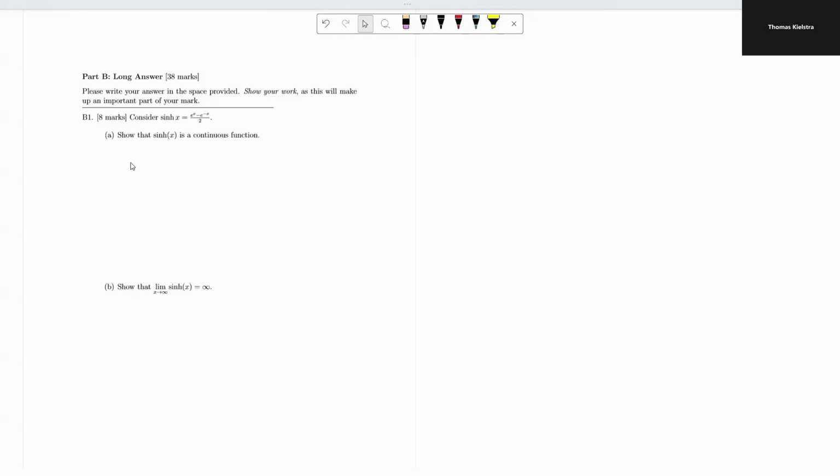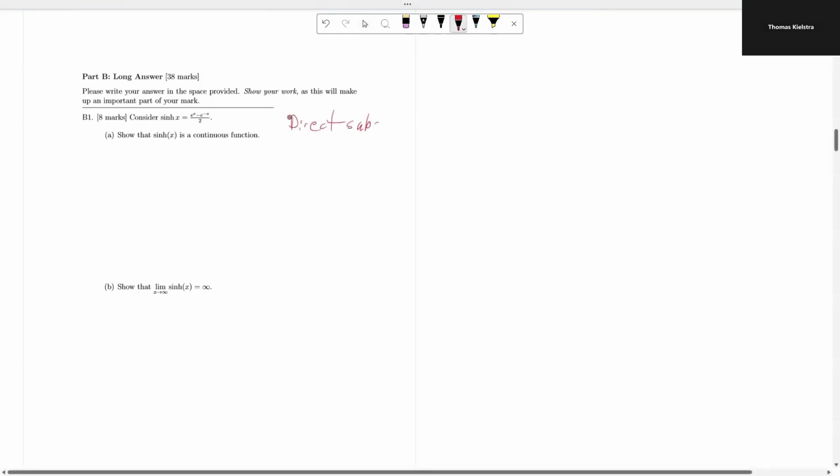Now we're going to look at our longer answer questions. Here we're asked to consider this function and to show that it's a continuous function. To show that it's a continuous function, we want to use the direct substitution property. Okay? That is something we would love to use.